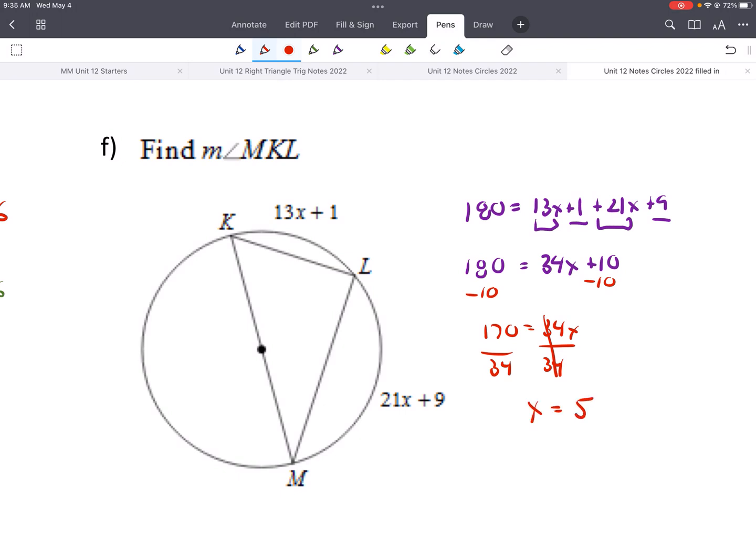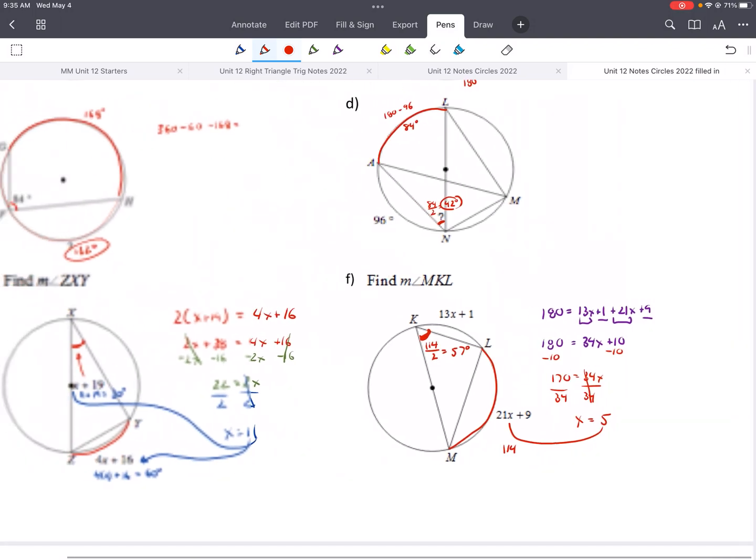They're asking for this angle, angle MKL. We'd need to figure out what the arc is first, so we plug that in here. We'd get 110 plus 9, so 114. Then we'd divide it by 2, and we would get 57.